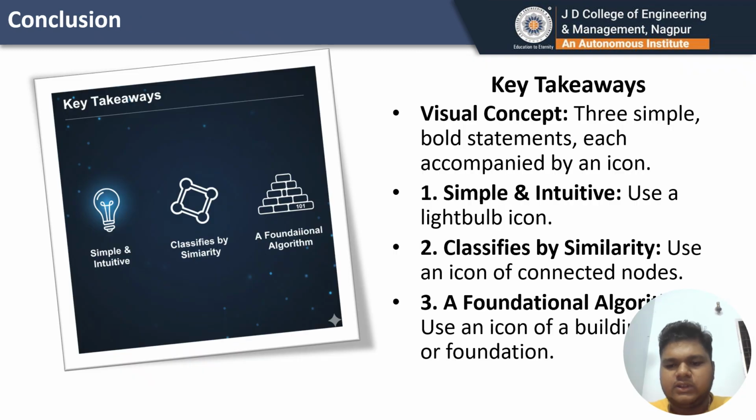So to conclude, what are the key takeaways? First, KNN is a simple and highly intuitive algorithm. Second, it classifies new data based on the principle of similarity or nearness. And finally, while more complex models exist, KNN remains a crucial foundational algorithm for anyone learning about machine learning and data science.